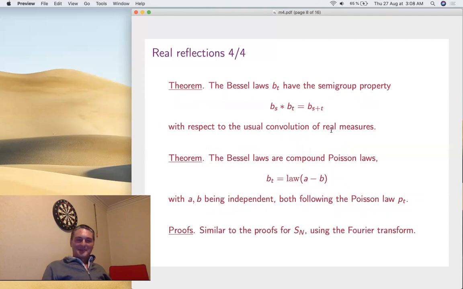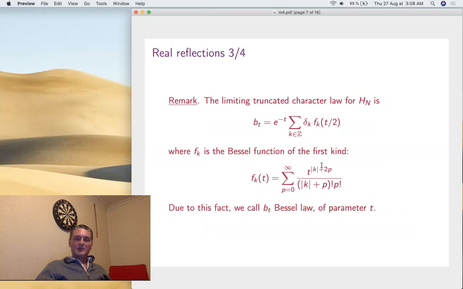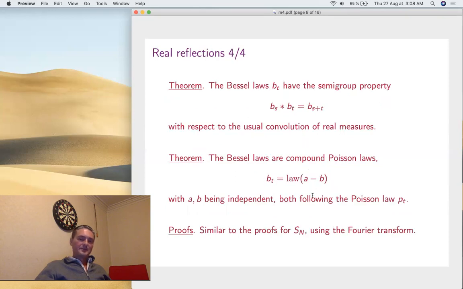Now, what can we say about these Bessel laws? Well, there is a bit of an analogy with Poisson laws. They have a semigroup property, and they are also compound Poisson laws, in the sense that they appear as laws of differences of free Poisson variables. To do this exactly as for S_n, you compute the Fourier transform of this beast here, the Bessel function, and you get all this.